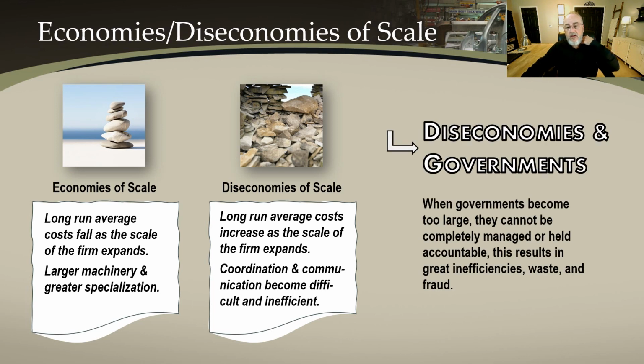I want to point out here that diseconomies of scale are very common in government, because government just seems to grow and grow and grow, particularly national governments. When governments become too large, they cannot be completely managed or held accountable, which results in great inefficiencies, waste, and fraud. For example, our federal government is millions of people with thousands of departments, and there's no way to manage that well. There are naturally going to be great diseconomies of scale, and that's why we want to make sure we don't let government get too big.